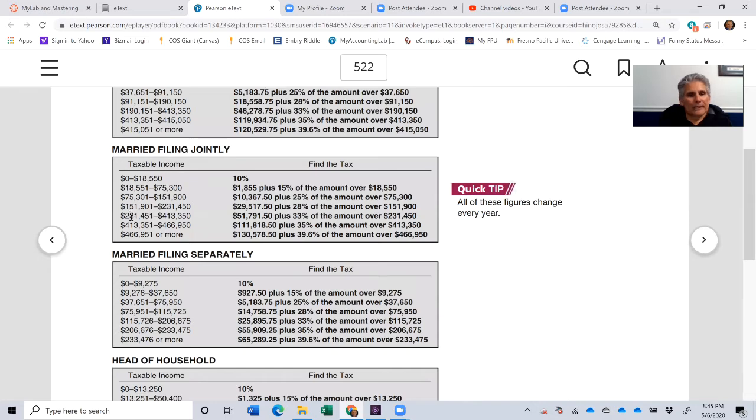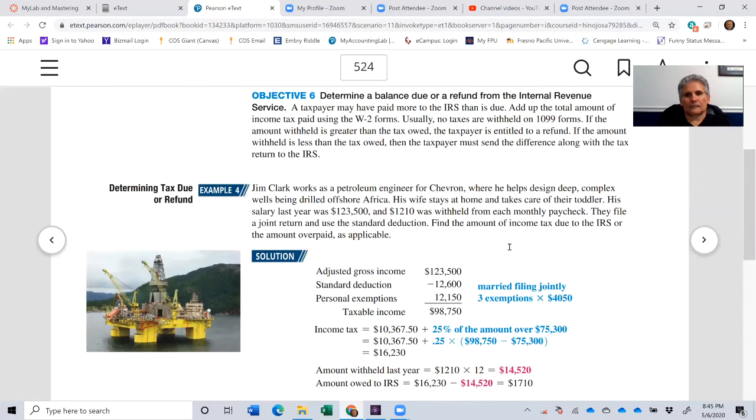Married filing jointly, let's see, $98,000. He's right in that tax bracket there. So the tax is going to be $10,367.50 plus 25% of any amount over $75,300. All right, so $10,367.50 plus 25% of the amount over $75,300.